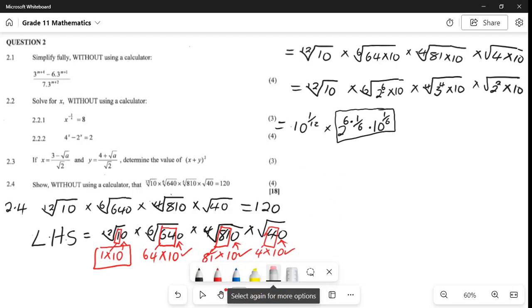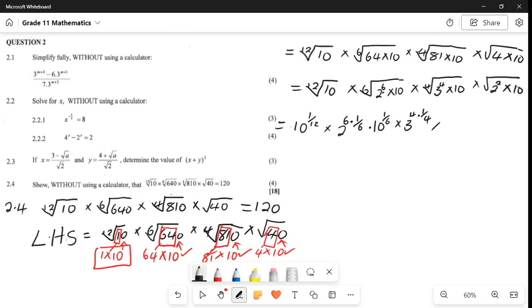And let's remove this box. We are multiplying by 3 to the power 4 times 1 over 4, times 10 to the power 1 over 4. We are multiplying by 2 squared times half, times 10 to the power half.